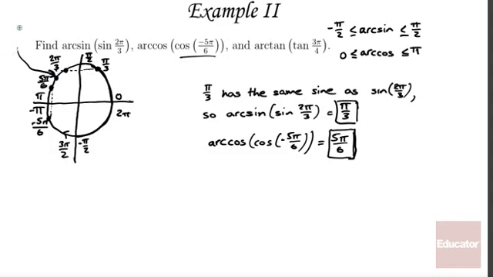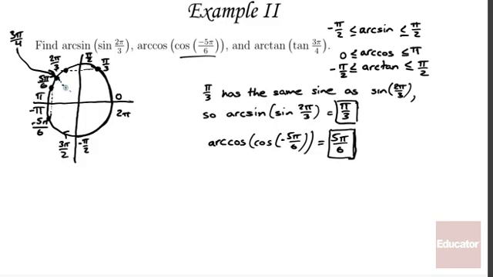So there's 3 pi over 4. We want to find an angle that has the same tangent as that one. And remember, arctangent is forced to be between pi over 2 and negative pi over 2. So we want to find an angle between negative pi over 2 and pi over 2 that has the same tangent as 3 pi over 4.